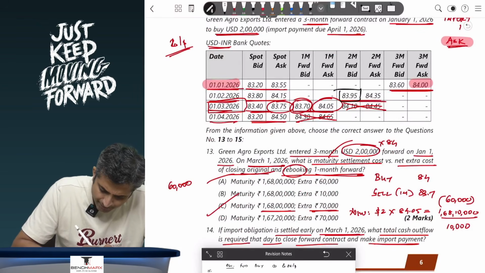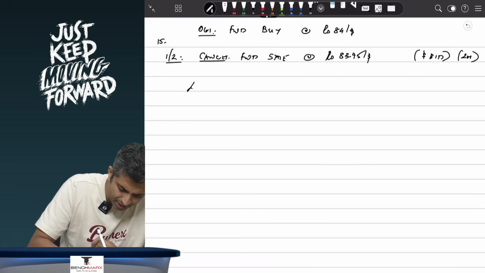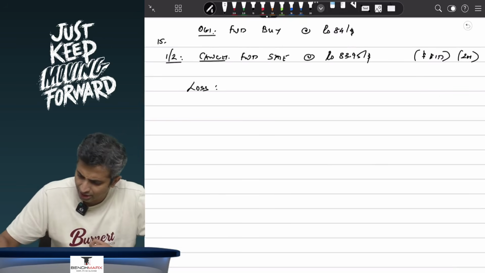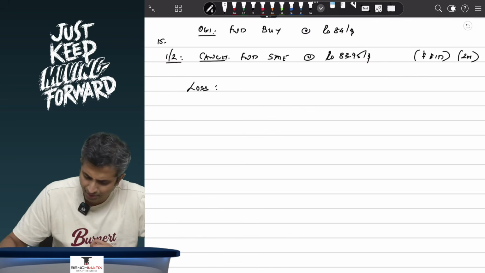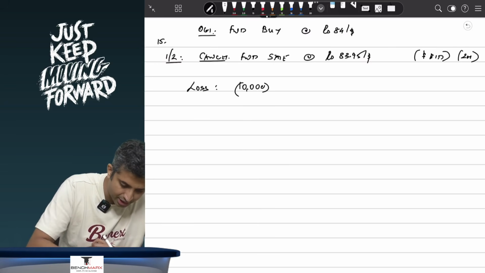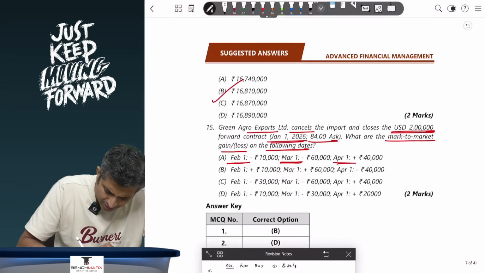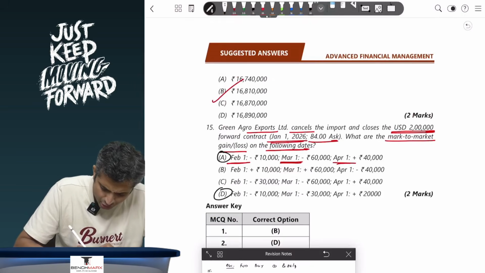Maybe this is 83.95. So there would be maybe a loss. If I go to see, 83.95 minus 84 into 2 lakh comes to 10,000. So this will be, let's say, the loss in February. Is that available in some of the cases? Yes, there seems to be a loss of 10,000, which is there in option A as well as option D.